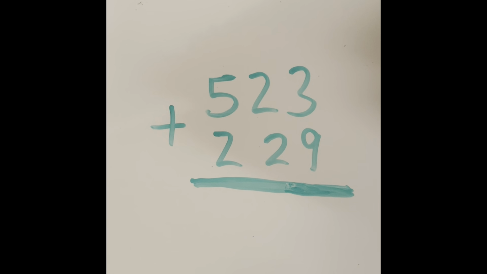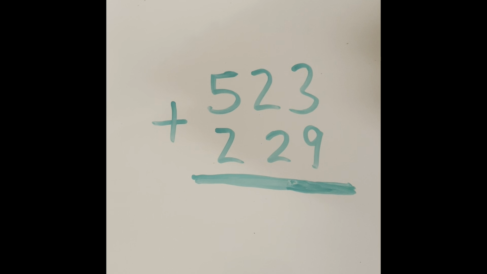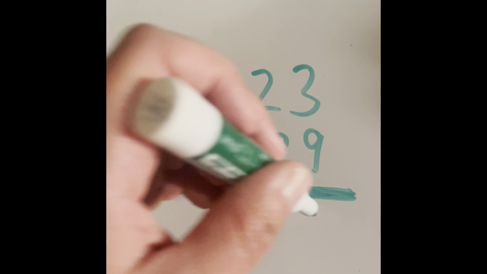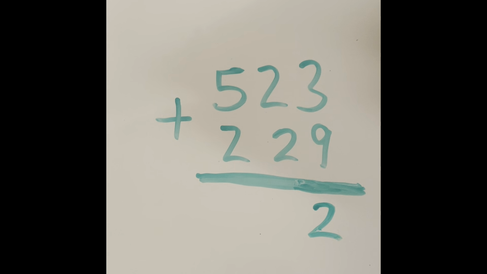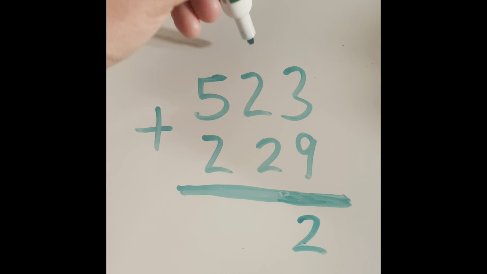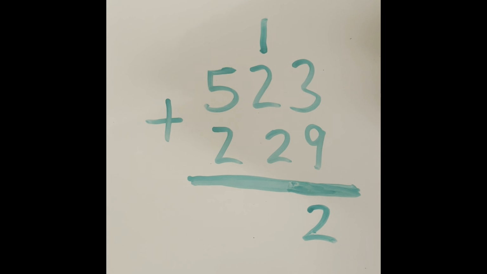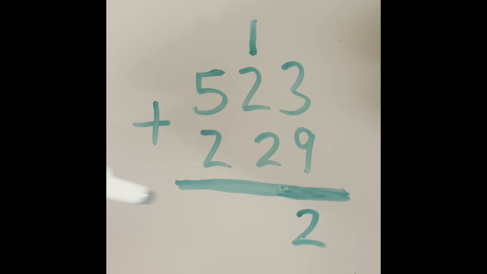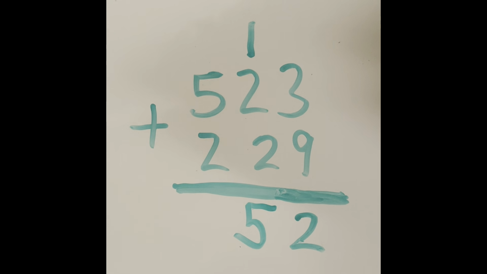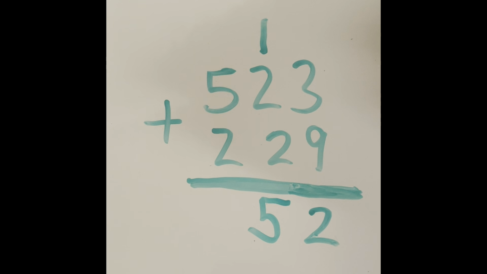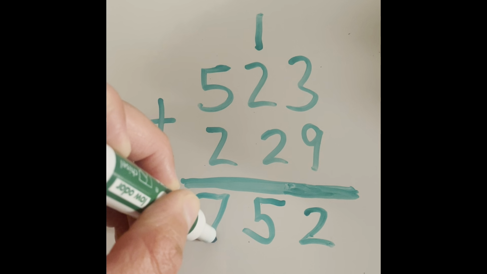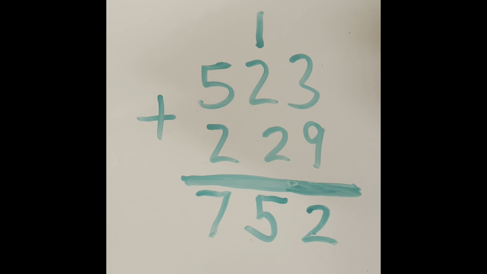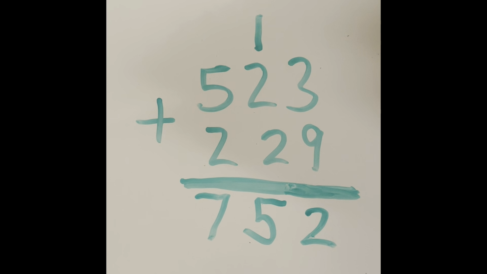Example number 9 now, 523 plus 229. Always start in the ones place. 3 plus 9 equals 12. So the 2 in 12 goes in the ones place. The 1 in the number 12 gets carried over to the tens place. 2 plus 2 equals 4. We add the 1 that we carried over to that, and it equals 5. 5 plus 2 equals 7. And we have our final answer. 523 plus 229 equals 752.